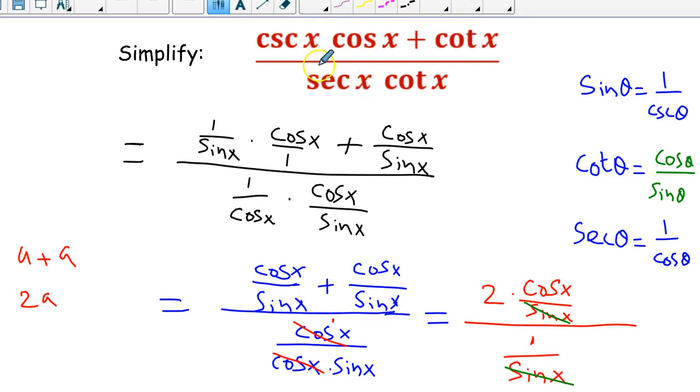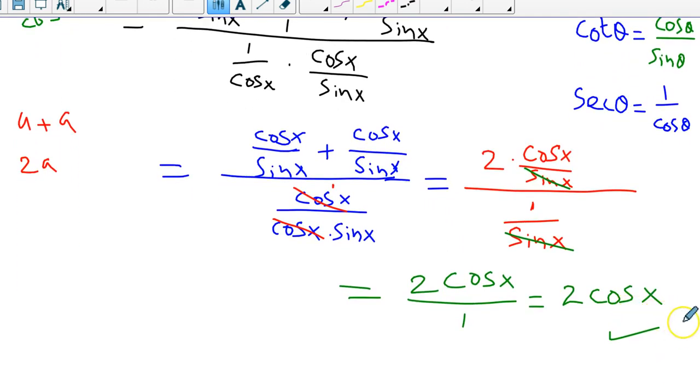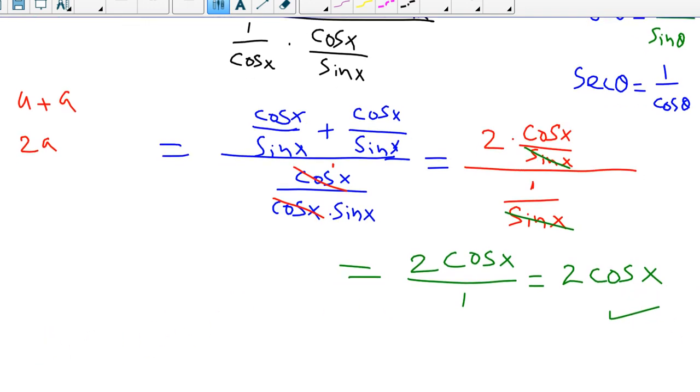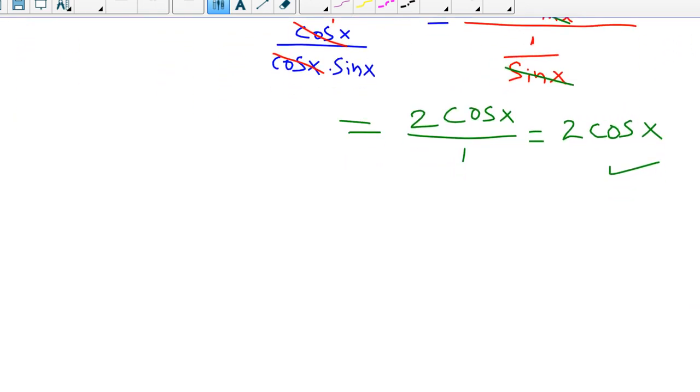Cosecant x times cosine x plus cotangent x, all over secant x times cotangent x. Carefully replace their identities. We just broke it down. All of them we try to write in terms of just sine and cosine, and then simplified it algebraically and nothing else. Careful simplification yielded a result of 2 times cosine x. So follow the same process, and you please try to answer this problem.